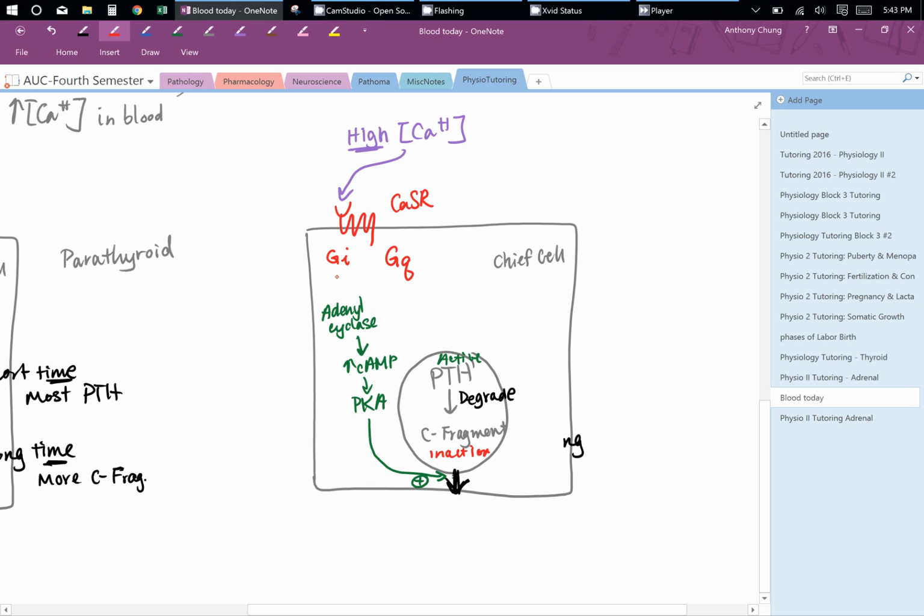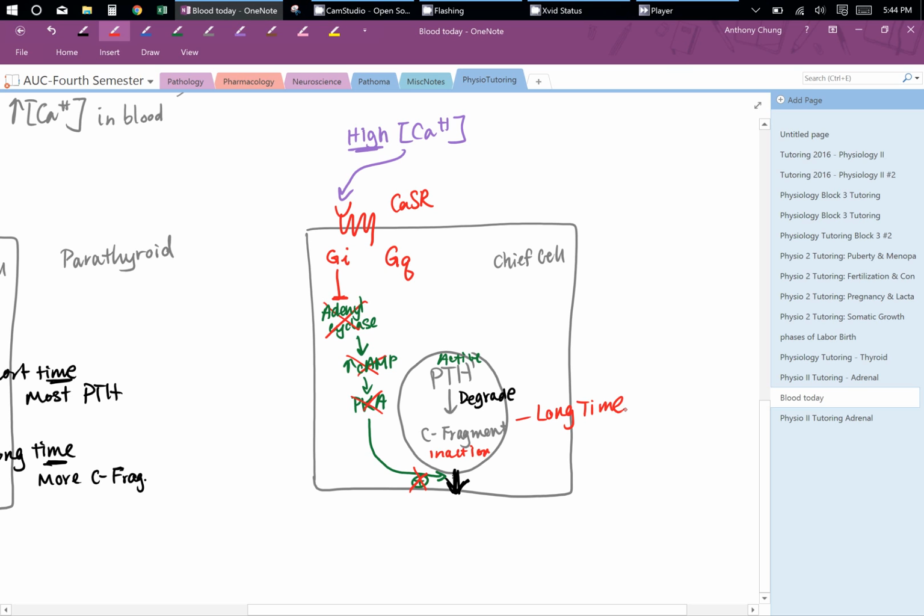So the G inhibitory is going to inhibit the adenylyl cyclase right here. So without adenylyl cyclase, you're not going to have all these happening, so it's not going to make the vesicles secrete. So the PTH is going to stay in the vesicle for a long time. It's going to have a lot of chance to get degraded. Okay, so you're going to have more C fragments, or it's not going to get secreted at all.